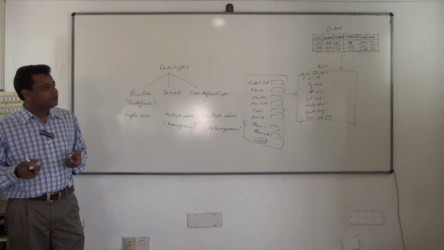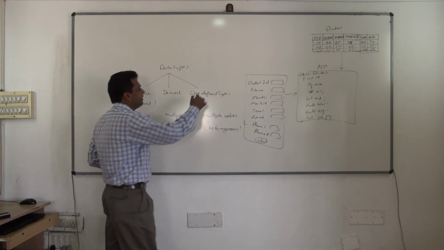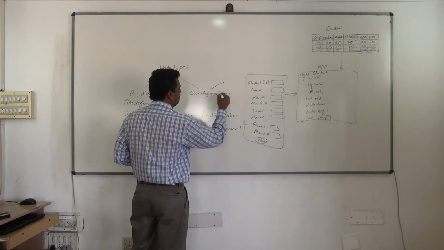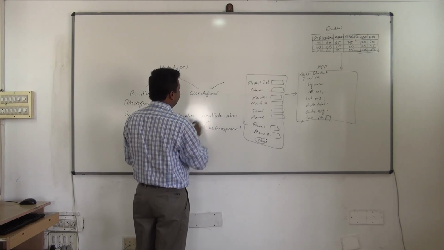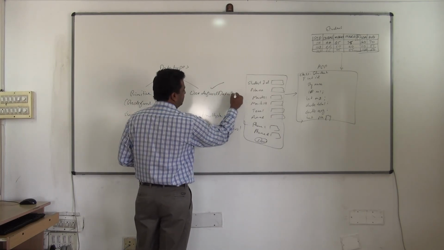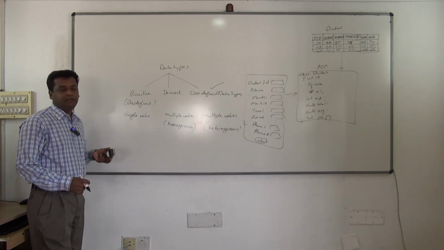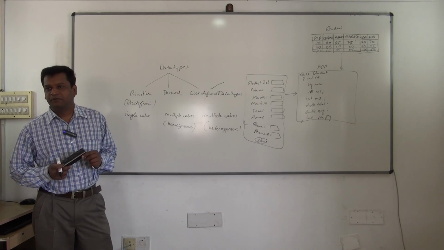Are you clear? So this is one idea. I will be concentrating more on user-defined data types. User-defined types or user-defined data types, all the same. So we'll be concentrating on this now. And here in Java there are 4. Obviously it will take some time.